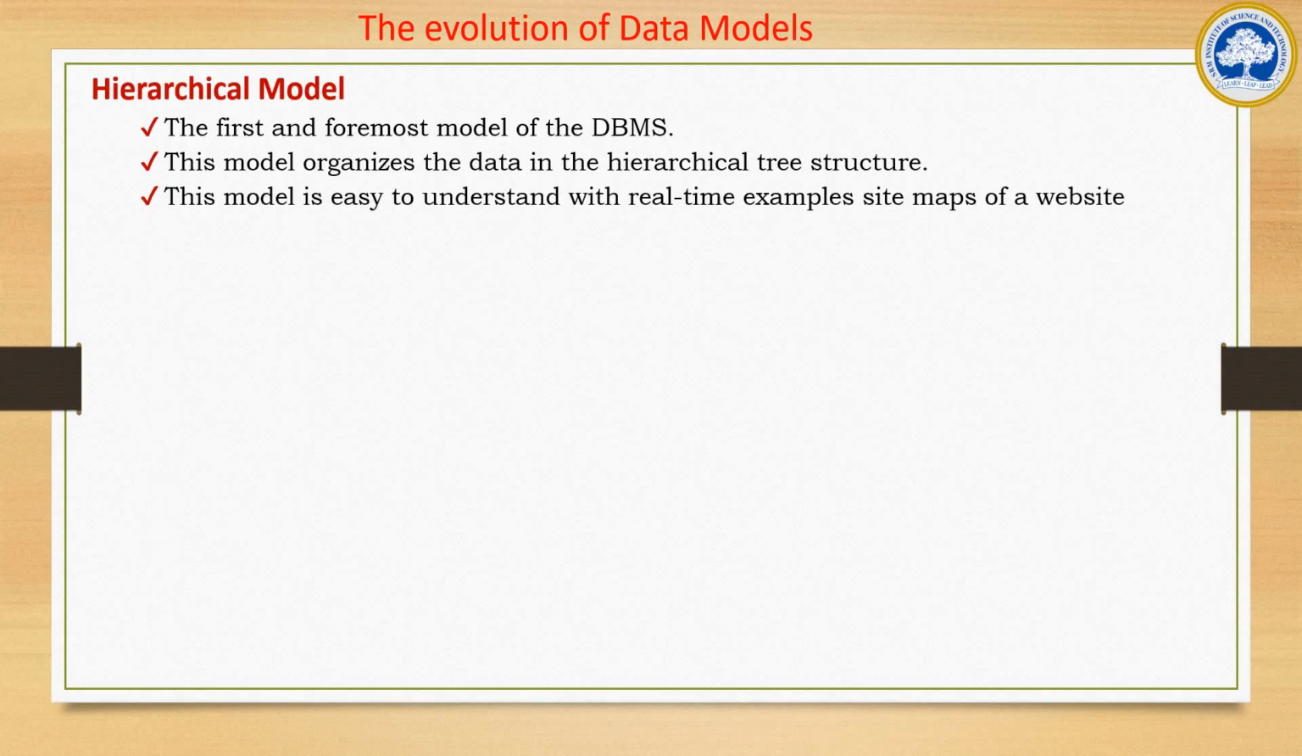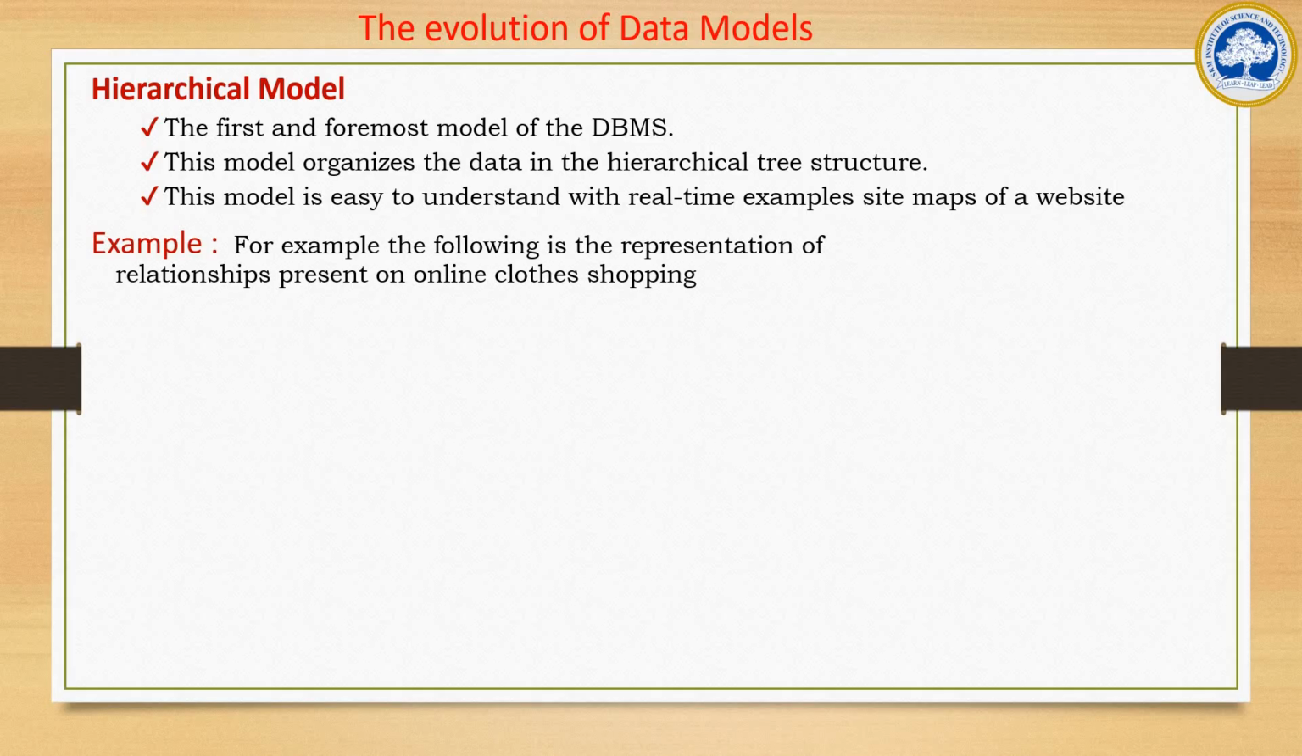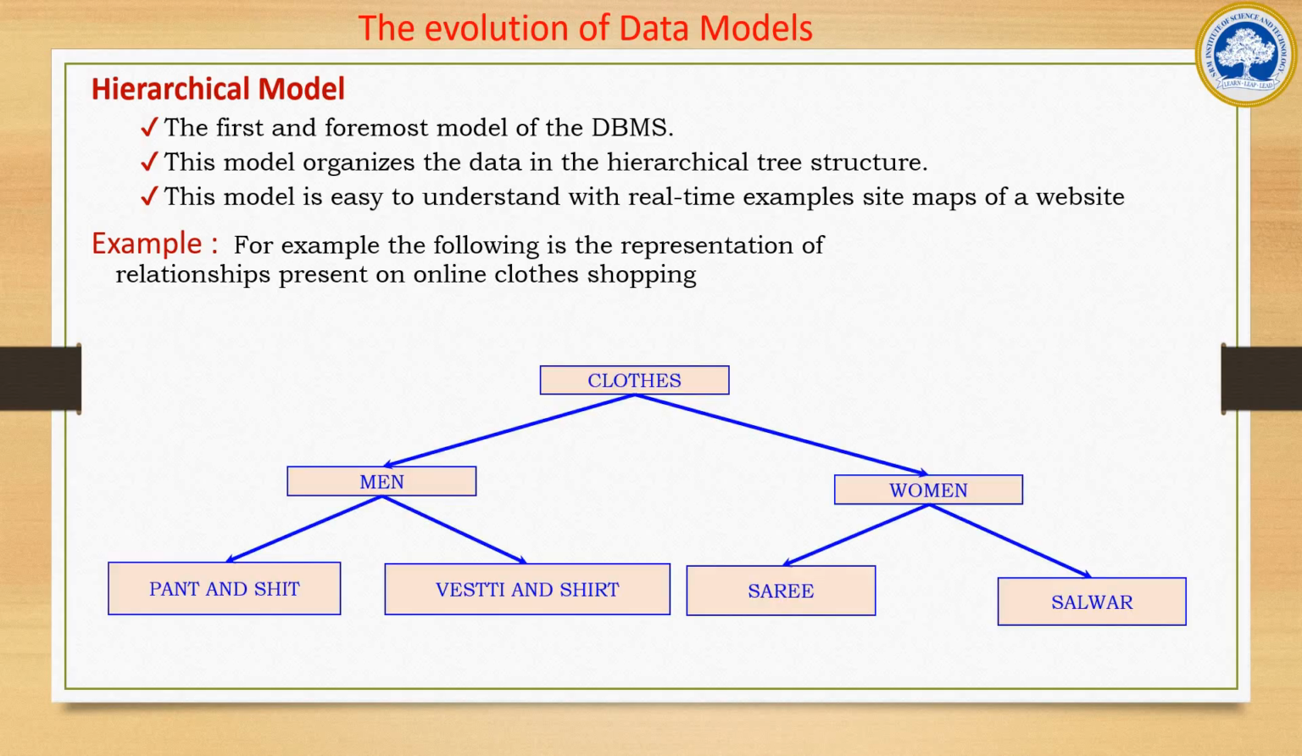Now hierarchical is a traditional model, and this model organizes the data in a tree structure. The tree structure has a root, and from there branches, then leaves, then the next level. So level by level the data is going to expand. This model is very easy to represent and understand, and it maps easily to real-time examples like a website.